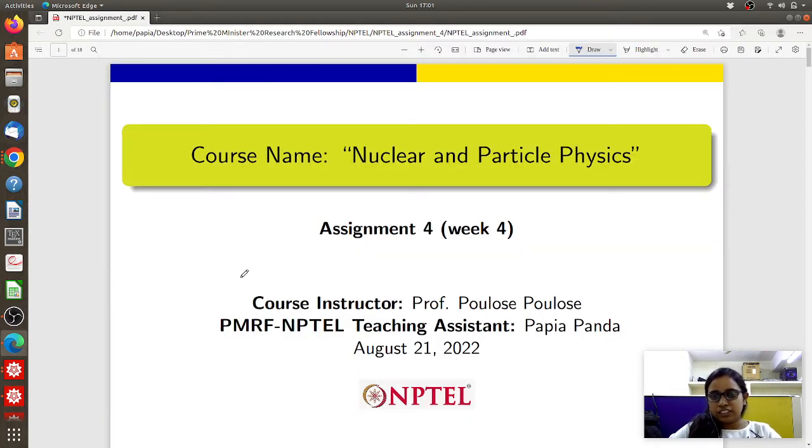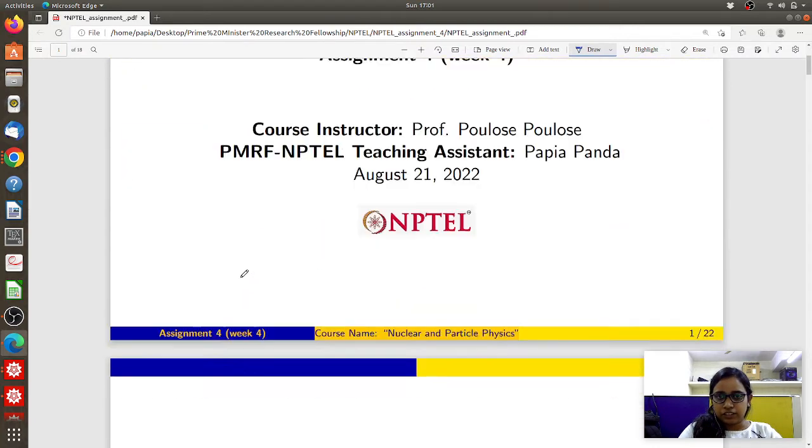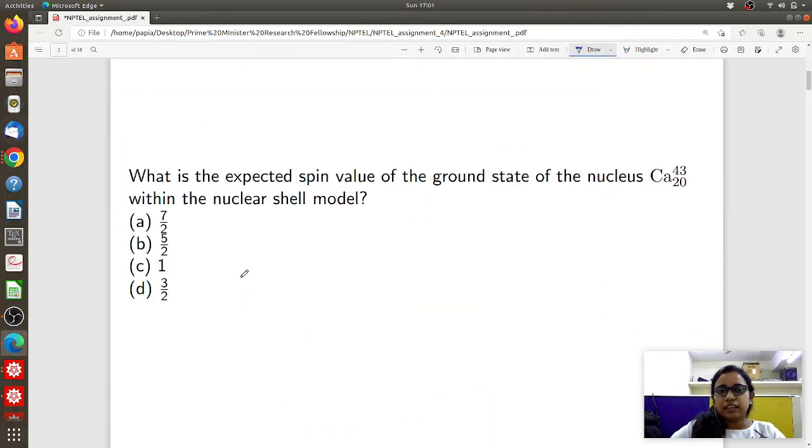Okay, so let's start the question and answer session. In the previous week someone asked me about the assignment 2 first question, so I thought it should be discussed here, but I think it's already done. If there is some problem again, I'll discuss it a little more. The problematic question was: what is the expected spin value of the ground state of the nucleus calcium 43 within the nuclear shell model?